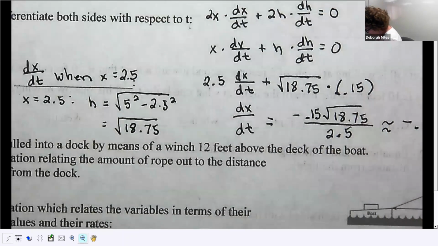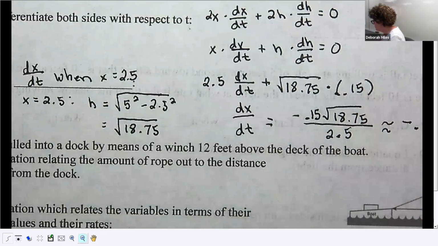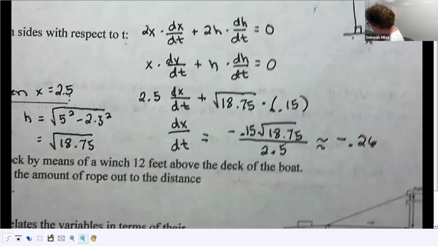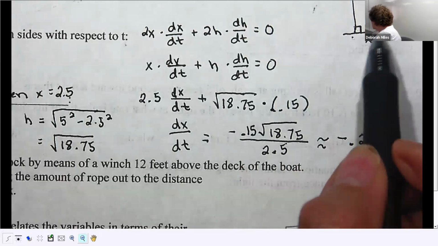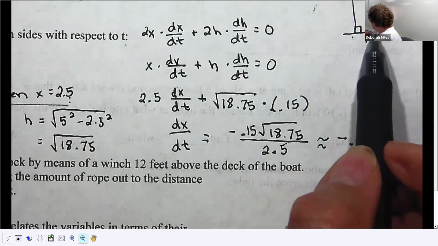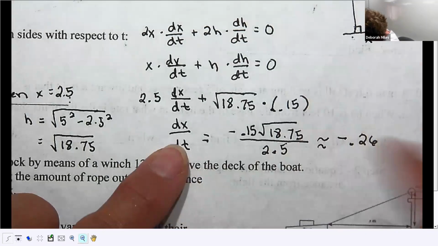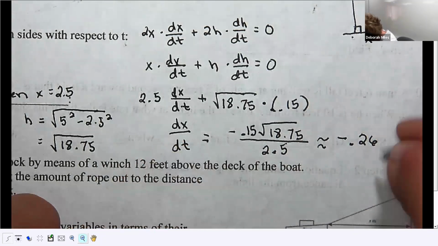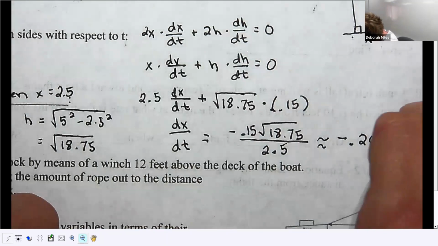Now, what's that a measure of? That's a measure of the rate at which the bottom of the plank is moving toward the building. And so that distance was measured in meters. And since it's a rate and time is measured in seconds, it's meters per second.